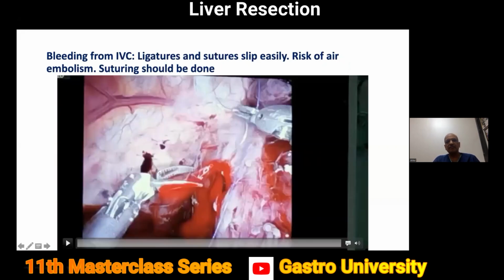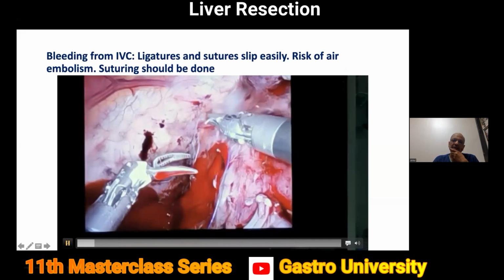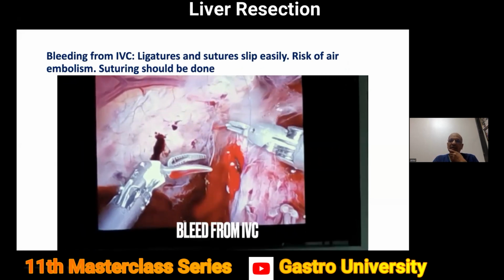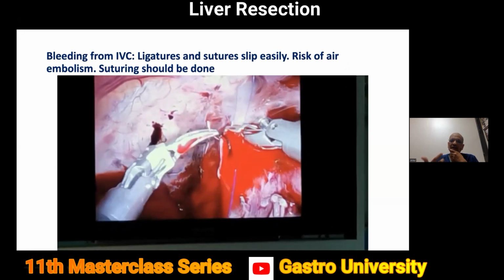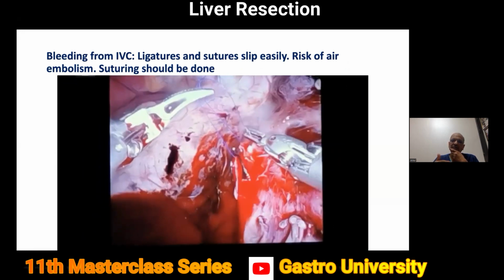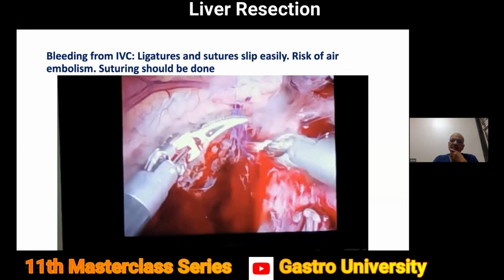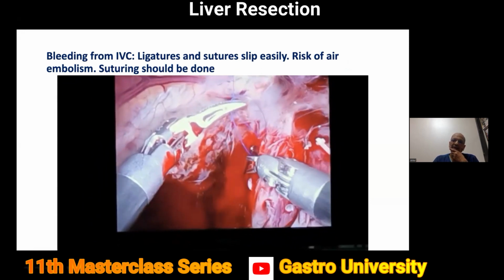So this is another video where I had a bleeding from the IVC. Again, this had been clipped, and a ligature had been applied. On top of that, there was a clip. But because this part of the IVC is very near to the heart, the cardiac pulsations are transmitted, and because of that, sometimes even everything slips, and you can see a big hole rent in the IVC.